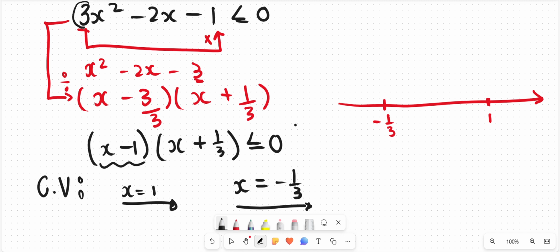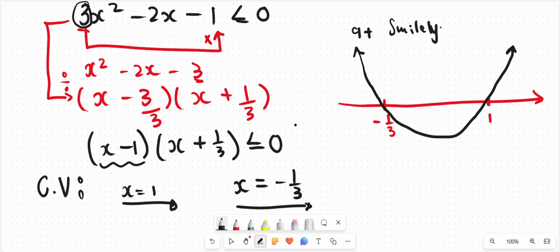The A there is positive, so it tells me it's going to be a smiley face like that. It's going to be pointing upwards. A is positive, it's a smiley face. All right, I've established how my graph looks.